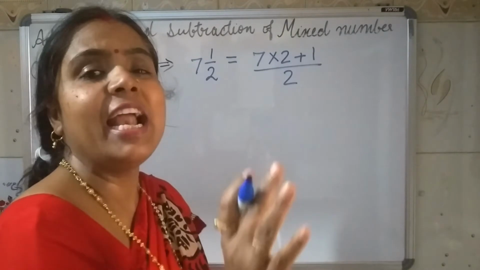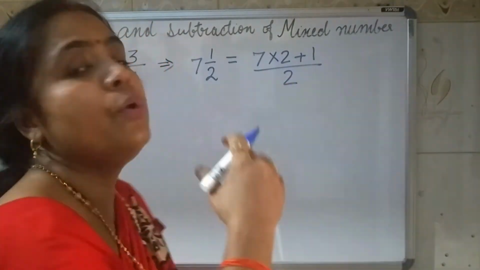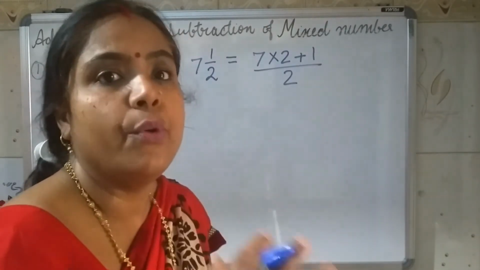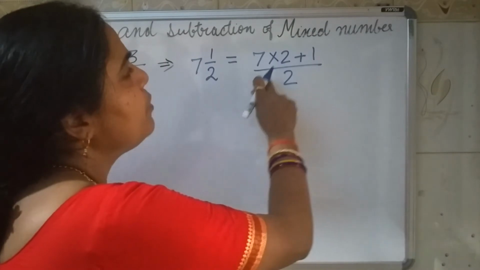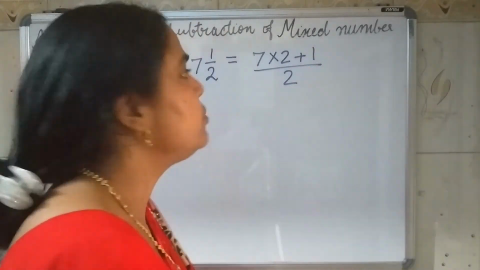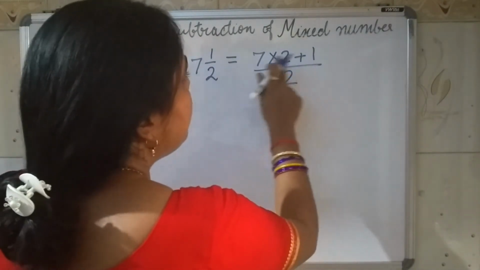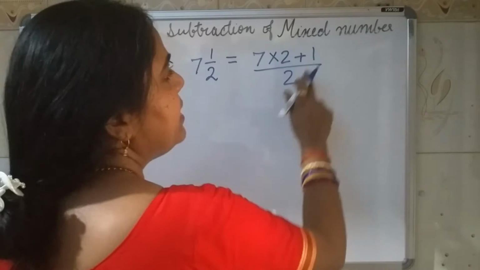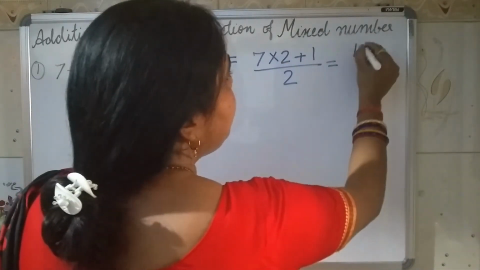We need not write the formula here because this question is not the conversion of improper to mixed number or mixed number to improper. This question is of addition and subtraction of mixed numbers. So here you don't have to write the formula. You are familiar with the formula, you are comfortable with the process, so now we will do it directly. 7 is a whole number, so whole number multiplied by denominator plus numerator upon denominator. Now 7 2s are 14 and 1, 15.